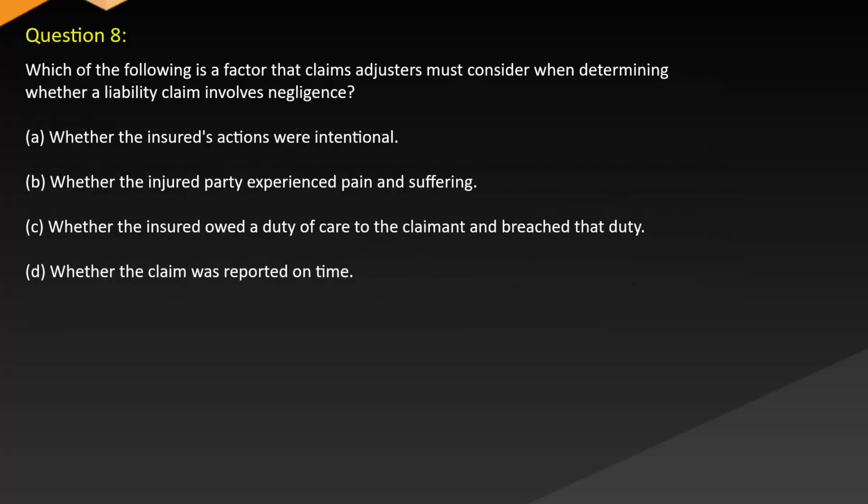Question 8. Which of the following is a factor that claims adjusters must consider when determining whether a liability claim involves negligence? A. Whether the insured's actions were intentional. B. Whether the injured party experienced pain and suffering. C. Whether the insured owed a duty of care to the claimant and breached that duty. D. Whether the claim was reported on time.